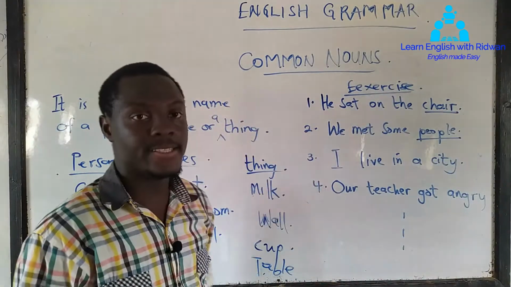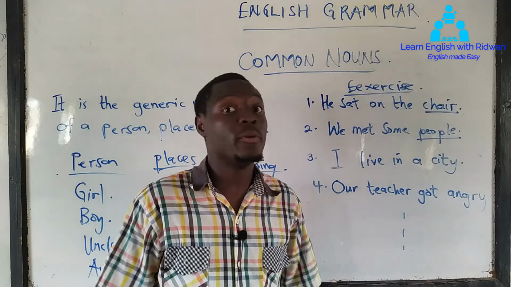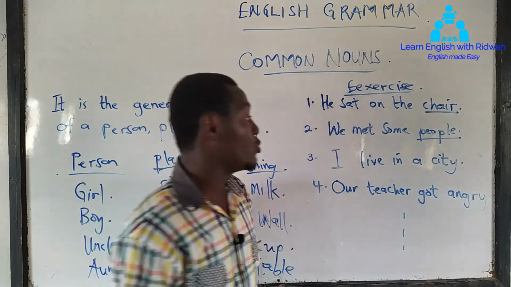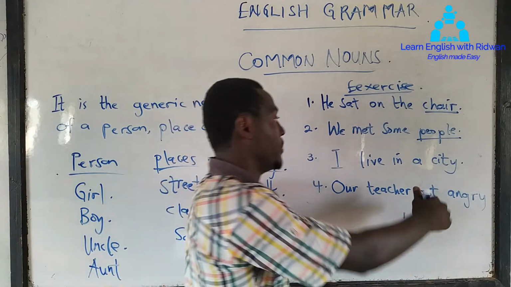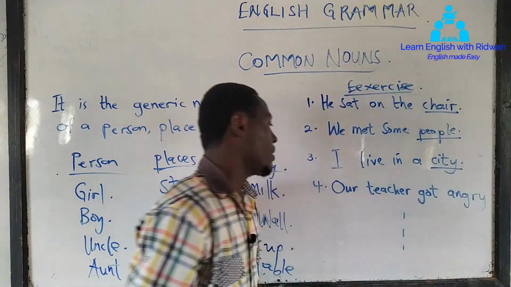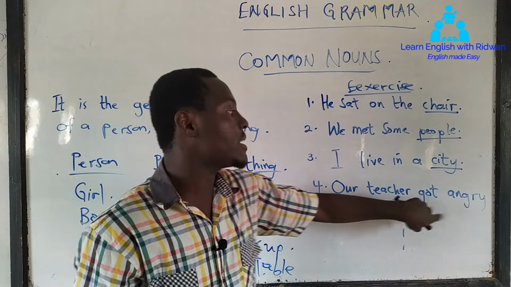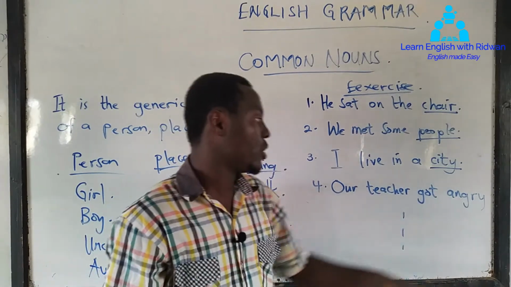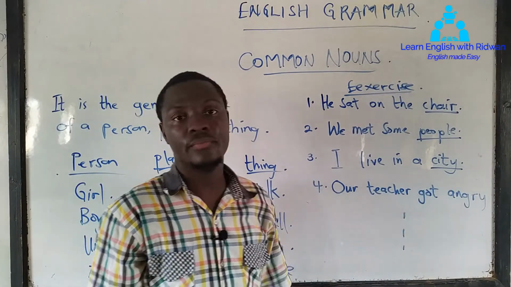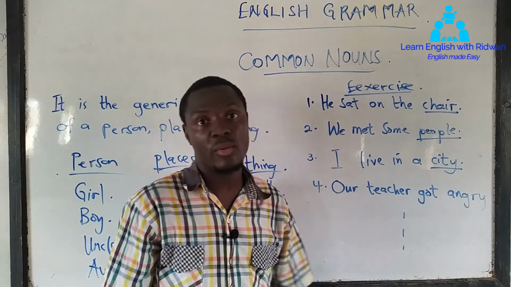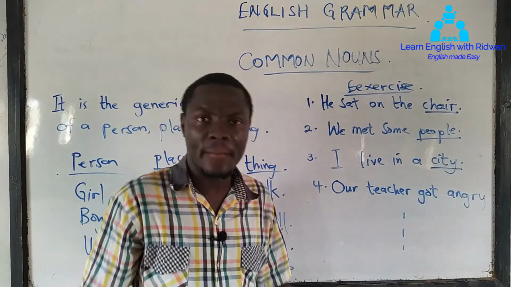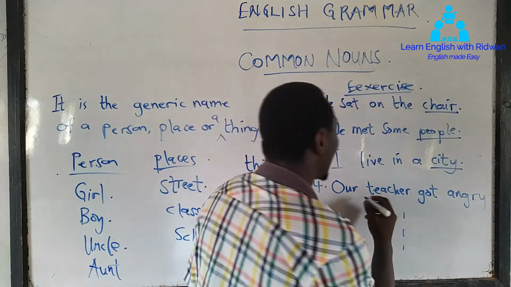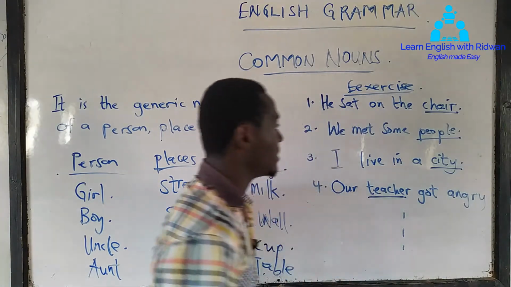I live in a city. Which type of city? We don't know which type of city you come from. Therefore, city will be a common noun. That is for place. City. We have our teacher got angry. Teacher here will be a common noun. It's referring to a person, but we don't know which type of teacher you're talking about here. So we will underline teacher as a common noun.